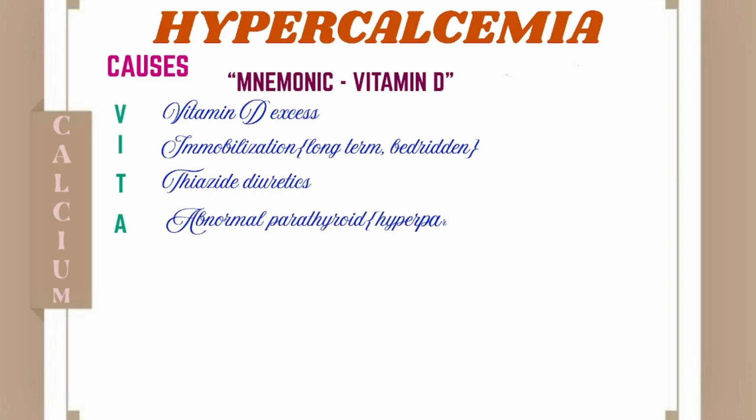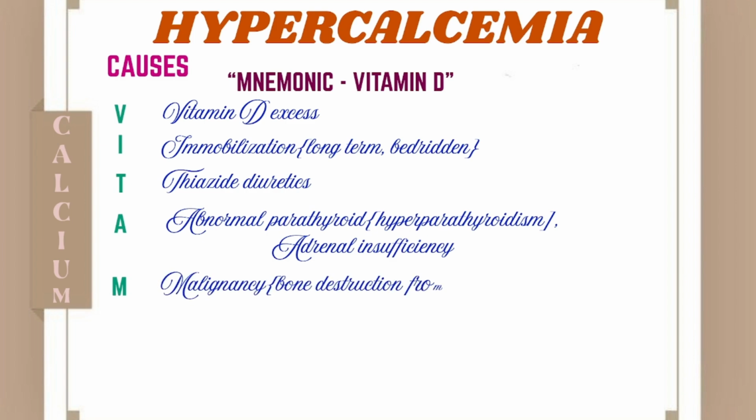A stands for abnormal parathyroid, that is hyperparathyroidism, or adrenal insufficiency. Adrenal insufficiency is the condition of Addison's disease. In both these conditions, calcium balance is impaired, so there is increased calcium buildup in the body. M stands for malignancy, bone destruction from metastatic tumors. Due to tumors, bone destruction occurs, which releases calcium into the blood, and hypercalcemia develops.